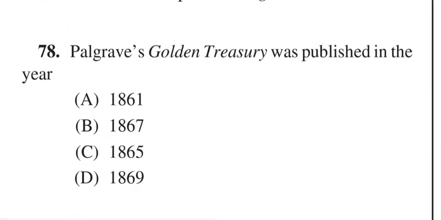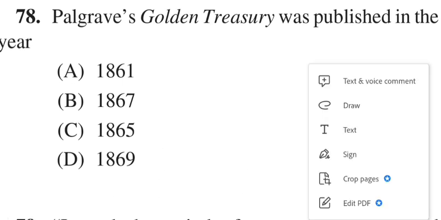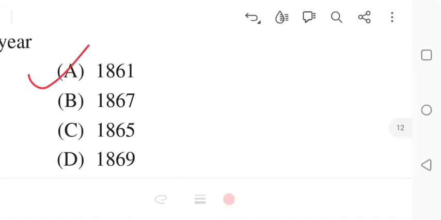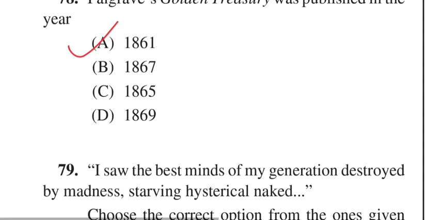Palgrave's Golden Treasury was published in the year 1861, 1867, 1865, or 1869. What is the correct answer? The correct answer is A, that is 1861. In this year, Palgrave's Golden Treasury was published.